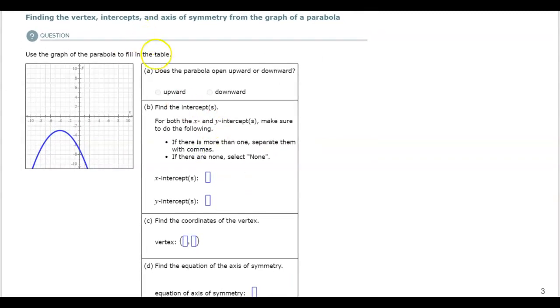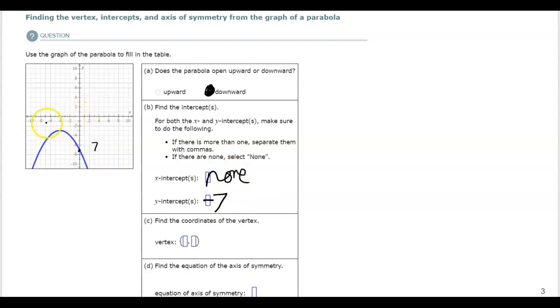So when I look at it, is the parabola opening upwards or down? It's opening downwards. It wants the x-intercepts. I don't cross the x-axis at all, so I'm going to write none. I appear to cross the y-axis here at -7. So we type in -7.